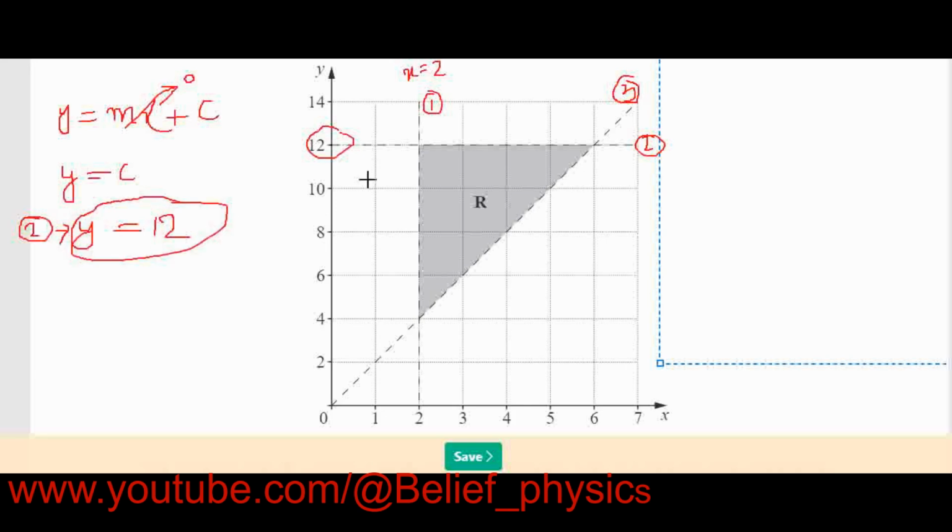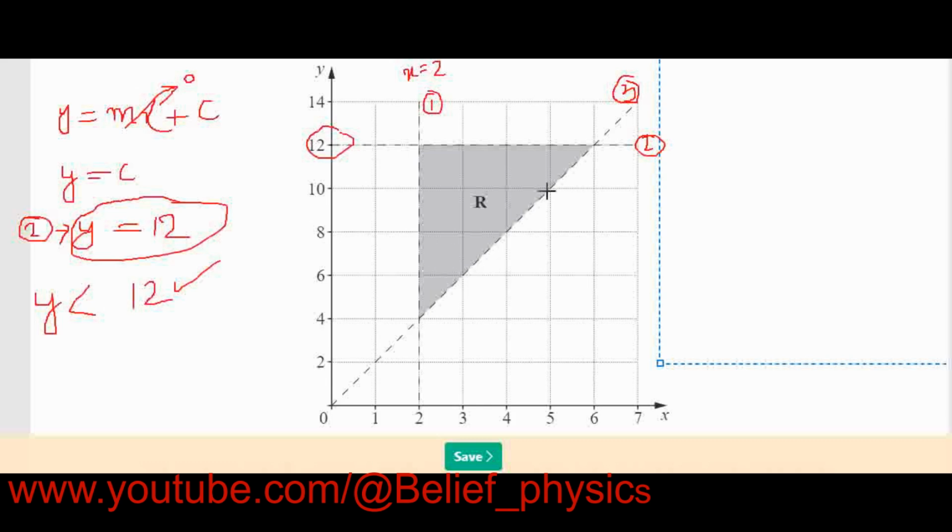Now the region is under this line, so one inequality should be y is less than 12. We will not put an equal sign because this is a dotted line. If this line were solid, we would write y is less than or equal to. So one inequality is y is less than 12. Now we find the other inequality.